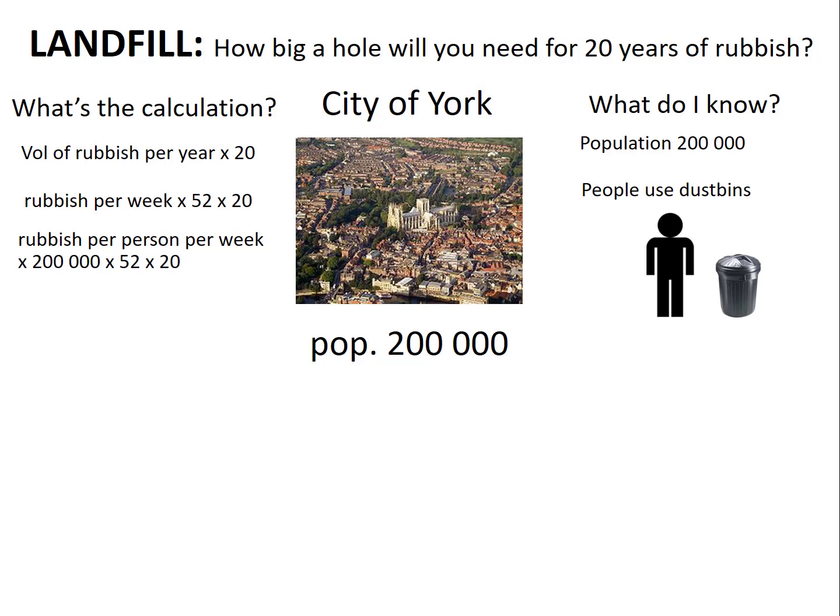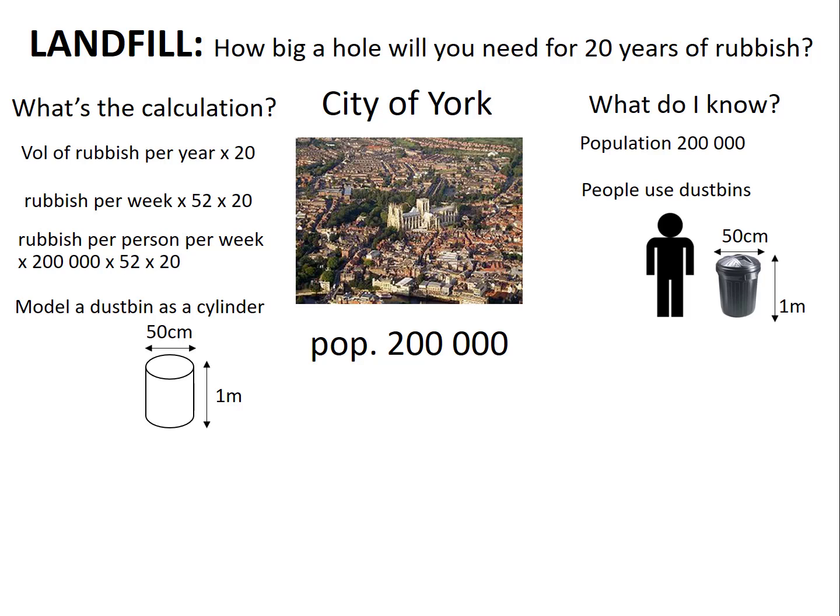I'm not going to estimate the dimensions of a dustbin. I reckon my dustbin's about 1 metre high and about 50 centimetres wide. I am now going to model that dustbin as a cylinder, which is that size. So there is my imaginary, idealised dustbin. I can now work out the volume of my dustbin. I suspect that's a bit on the big side, but let's err on the side of caution.